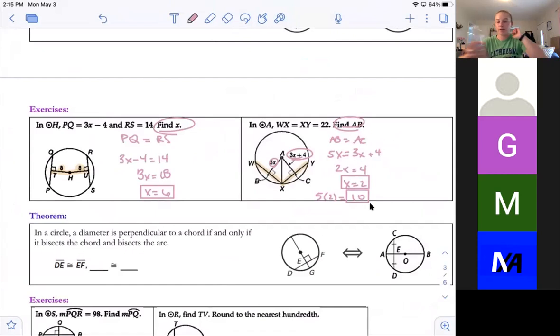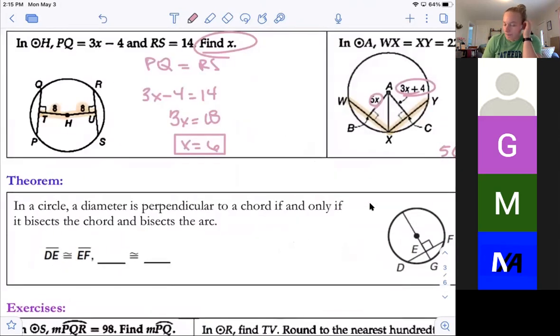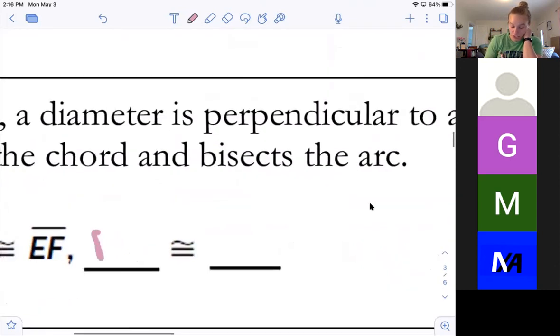All right, we got another theorem. This one says, in a circle, a diameter is perpendicular to a chord if and only if it bisects the chord and it bisects the arc. So, and I'm using the symbols here. It says DE is congruent to EF. Those are the chords. So then that means that the arcs are congruent. DG is congruent to GF. I think it's F, not E.